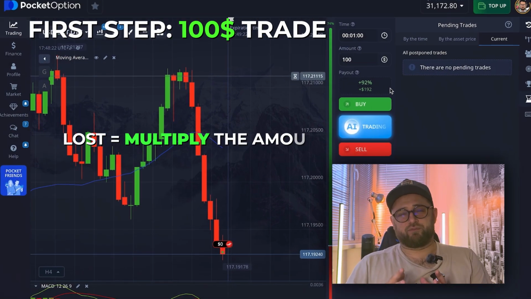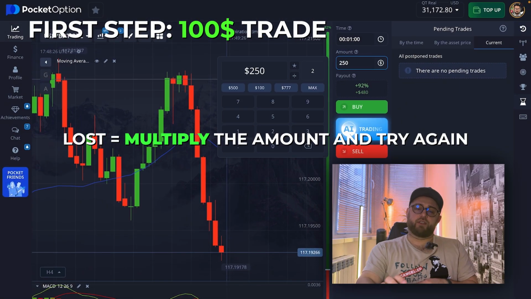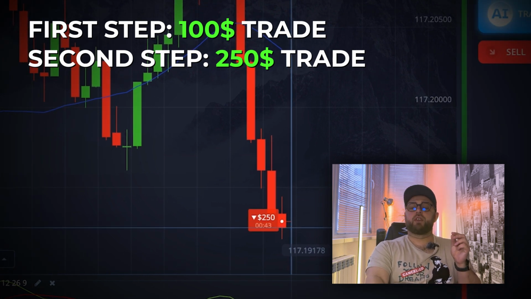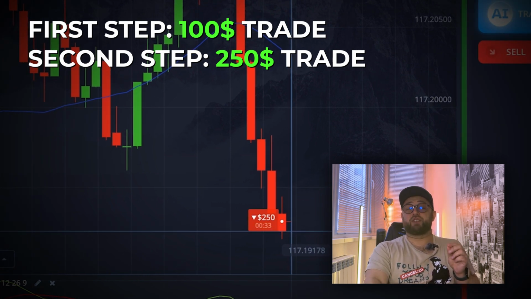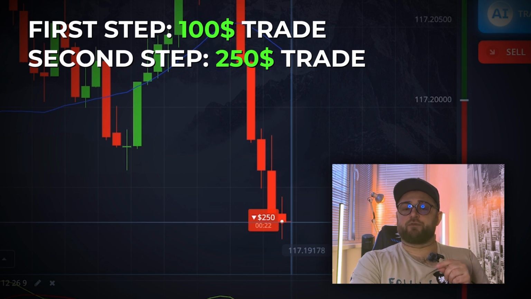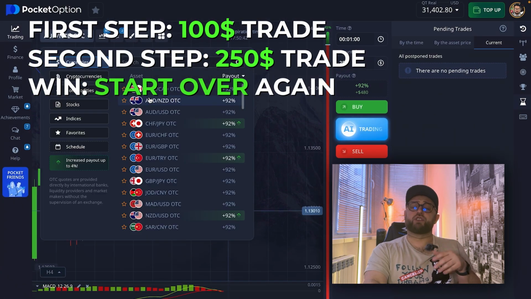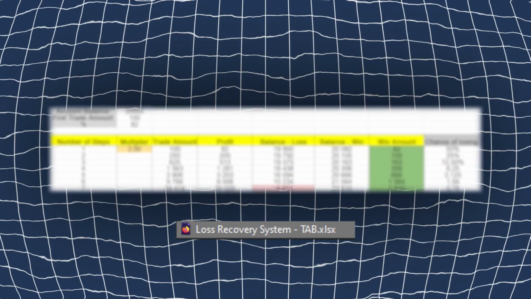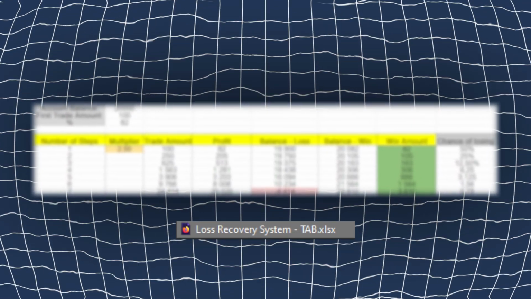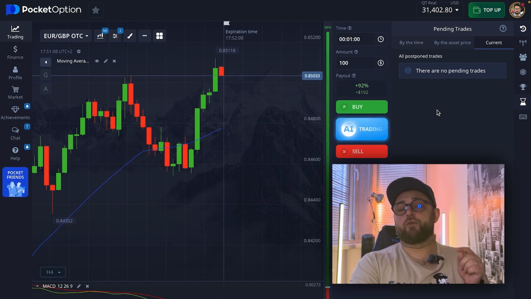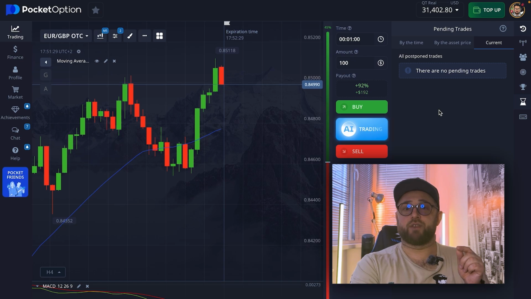Here's the catch. You don't just double the trade. The amount must cover the previous loss plus make a profit based on the payout percentage. With an 82% payout, for example, a typical multiplier is 2.5. A table with a calculation for my strategy will appear on the screen. You can request it in my Telegram channel. Warning: by step 4 or 5, the trade size becomes huge.